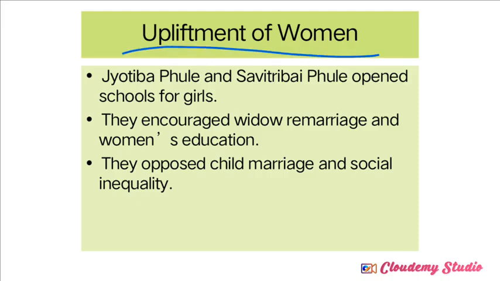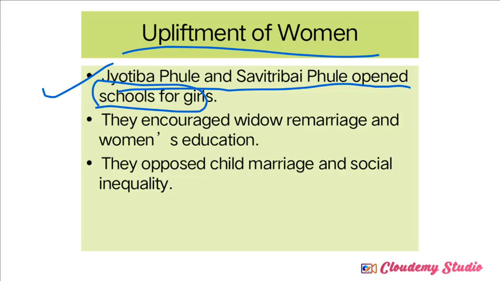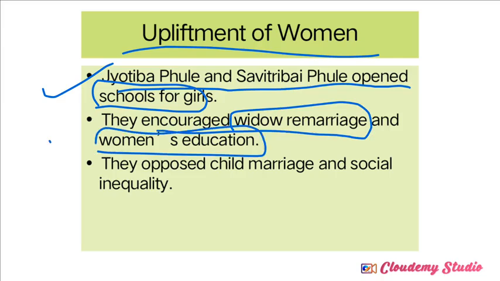First one, upliftment of women. See, Jyotiba Phule and Savitri Bai Phule both opened a school for girls. What it represents is promoting girls' education in Indian society. They encouraged widow remarriage and women's education. Women's education is one of the repeated points. Widow remarriage indirectly represents being against the sati system, right? So against the sati system and encouraging widow remarriage.